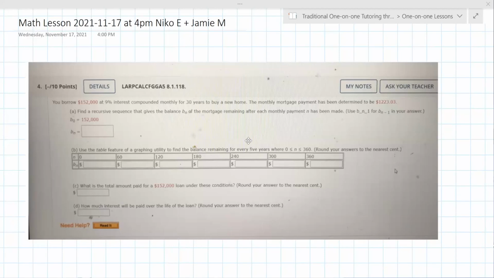Sequence that gives the balance Bn of the mortgage remaining after each monthly payment N has been made. Use B underscore N underscore 1 for Bn minus 1 in your answer.